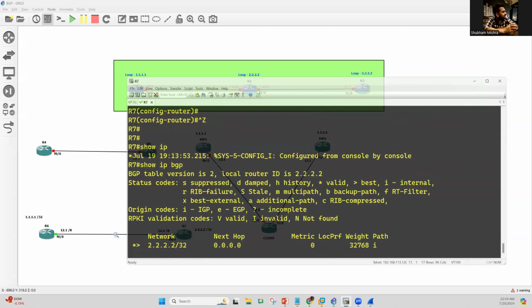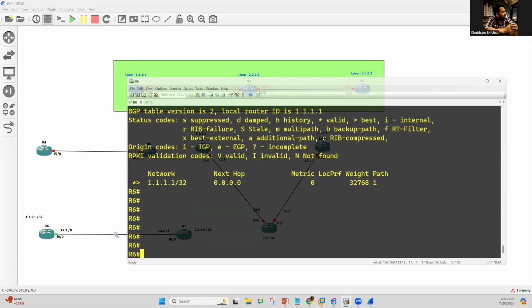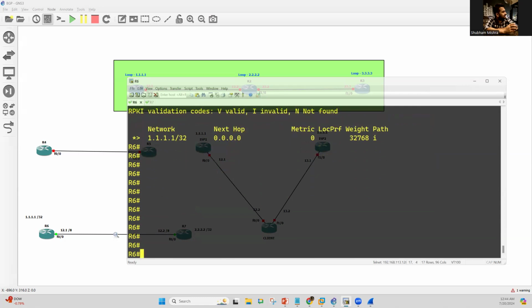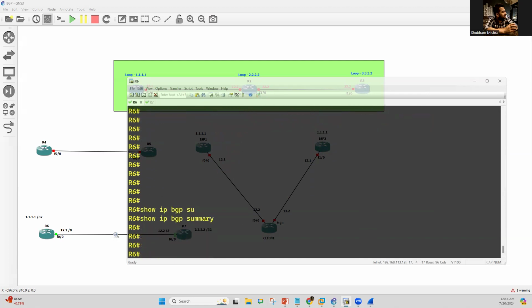See the BGP table. So show IP BGP, yes, it is present in the BGP table. There is no problem. But what is the problem? When I check the neighborship between R6 and R7, how can I check? Show IP BGP summary. I am not getting any result. It means there is no neighborship between R6 and R7 right now.